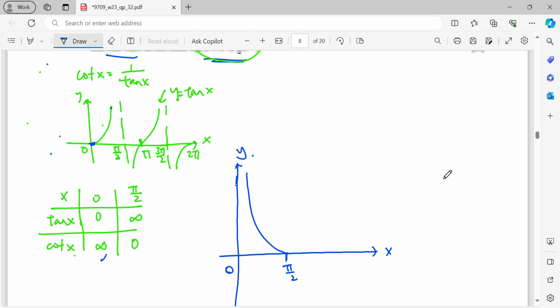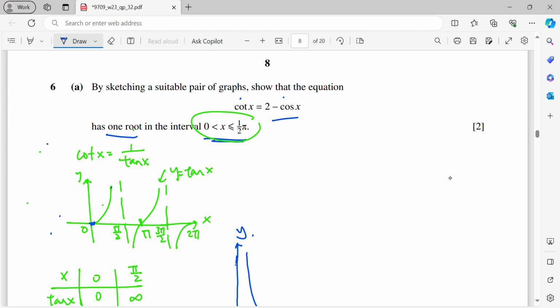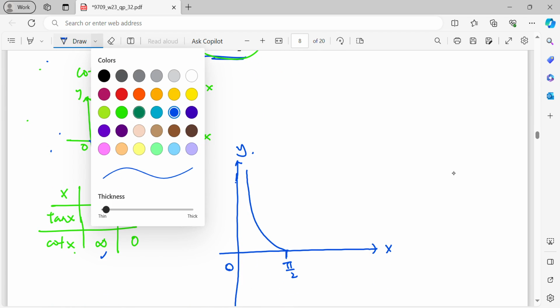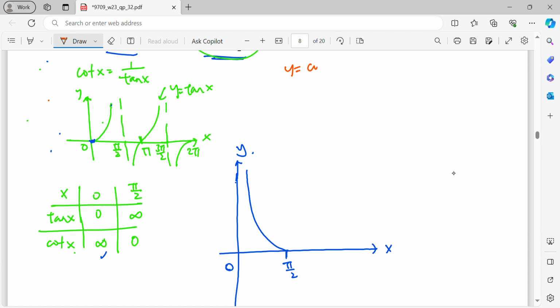Now another graph is 2 minus cos x. So for the 2 minus cos x, let's say y equals cos x. My graph is going to be this. So here is pi, this is half pi. Here is 1. Now, if it is negative cos x, it will be upside down. So I will get it like this.